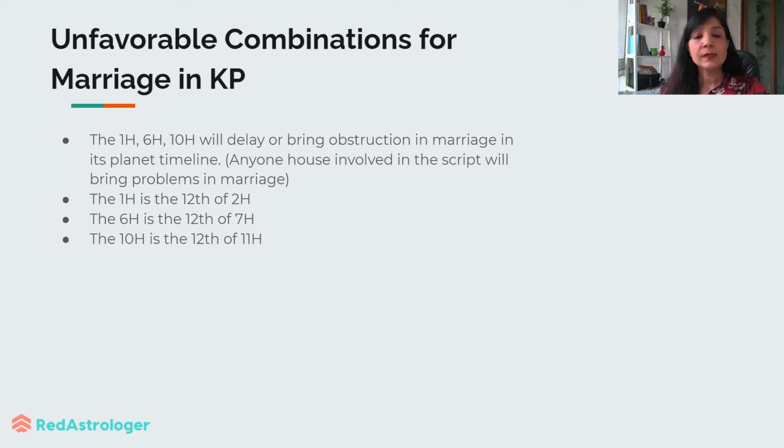So the 1st house is the 12th of the 2nd house. Now the 6th house is the 12th of the 7th house. The 10th house is the 12th of the 11th house. See, I told you that 12th to every house will negate the event. So in this case, the 1st house, 6th house and 10th house are considered unfavorable combinations for marriage. You have to understand and apply these combinations in a horoscope very carefully. Initially you might find it a little complex, but later on once you understand, you will find it super easy.